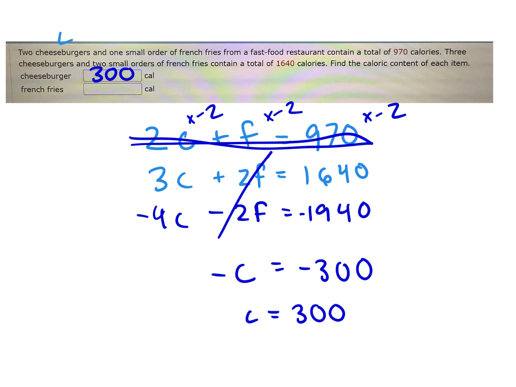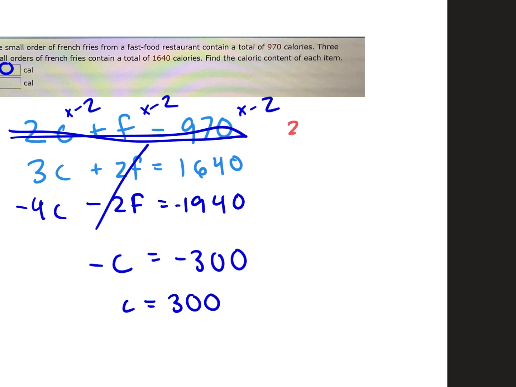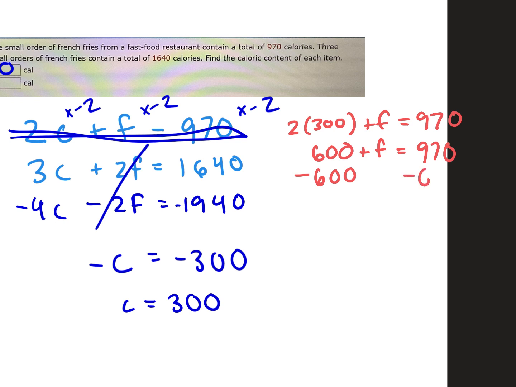And then how can I find F? I can plug it into the top one that I crossed out. So I have 2 times C, which C is 300, plus F is equal to 970. So 600 plus F equals 970. Subtract 600 on both sides. So fries is equal to 370.